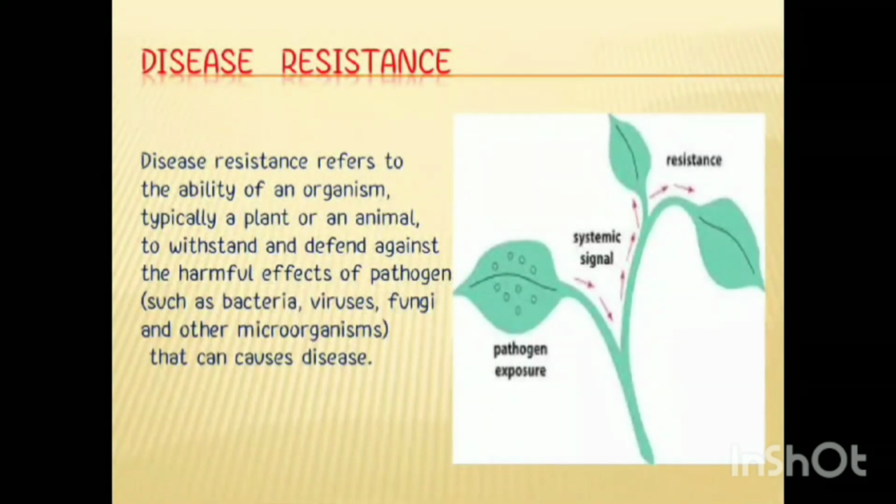In the picture we can see the resistance and pathogenic exposures. Disease resistance also prevents plant diseases that occur at high, moderate or low levels. This resistance can be inherited or acquired through exposure to the pathogen or vaccinations. In agriculture, enhancing disease resistance in crops is crucial for improving yield and sustainability of the plants.